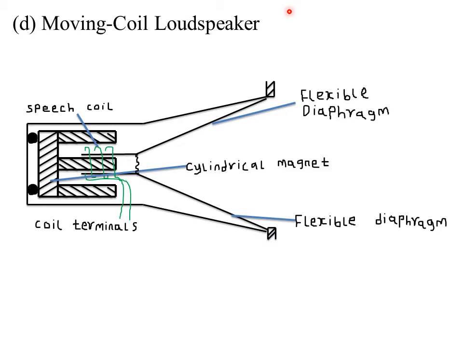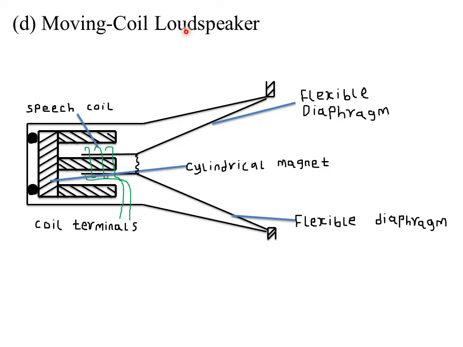So today we are continuing with the applications or the uses of an electromagnet, and today we are looking at the working of a moving coil loudspeaker. The moving coil loudspeaker is used to produce sound in radios, television sets and other audio systems. It works by the fact that a current carrying conductor experiences a force when put in a strong magnetic field.